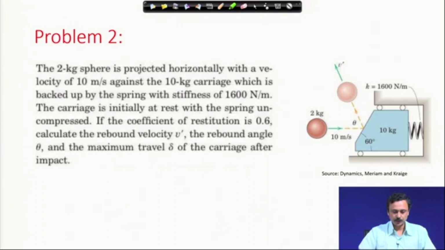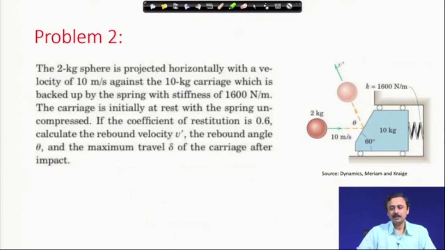If the coefficient of restitution is 0.6, calculate the rebound velocity V prime and rebound angle theta, all are shown. Rebound velocity is V prime shown here, rebound angle theta is shown here, and the maximum travel delta of the carriage after impact, because when the ball comes and hits, the carriage will take a recoil and move back.